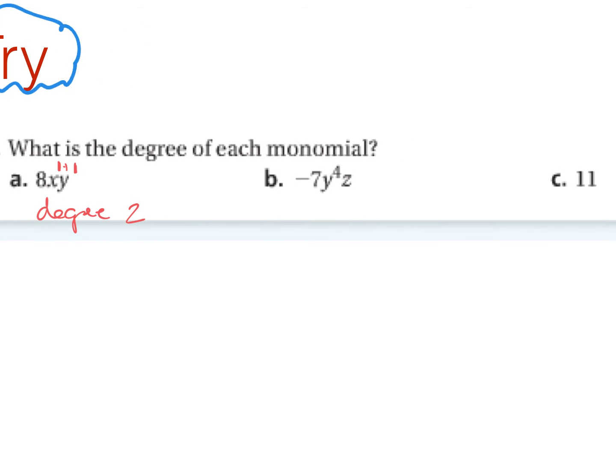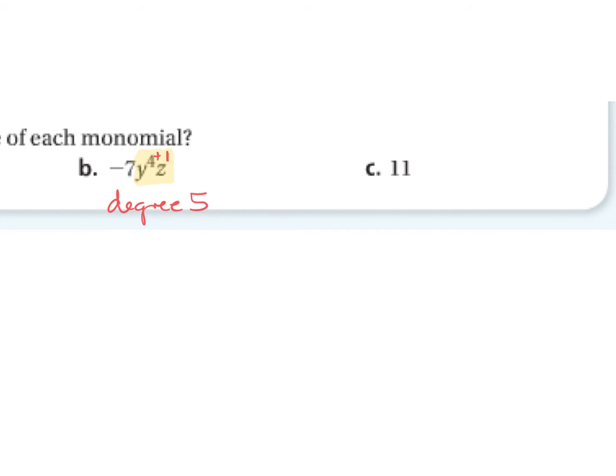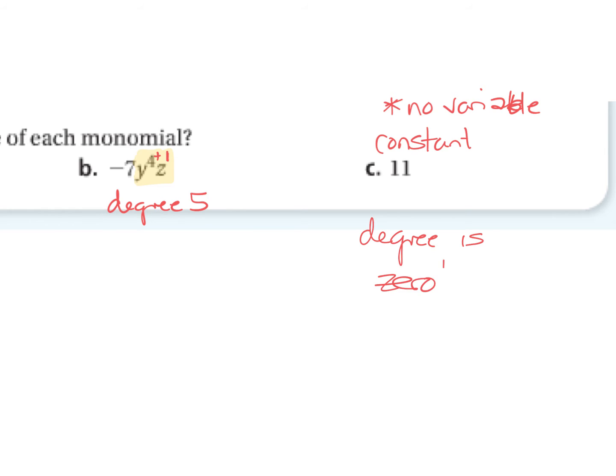On part B, the degree is the sum of the exponents of the variables. I can see y has an exponent of 4, but we have to remember that z has an exponent of 1. And so the degree is going to be 4 plus 1, or 5. When I take a look at part C, this is again a constant, meaning it's just a number. There is no variable, and on something like this, the degree is just 0.